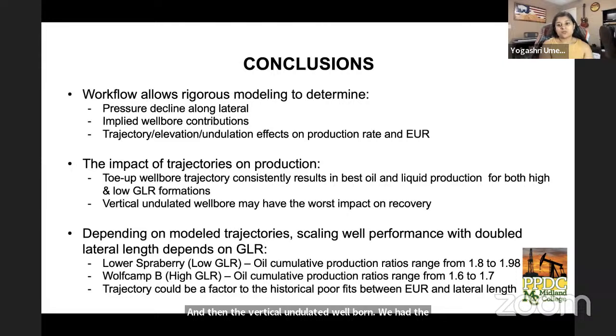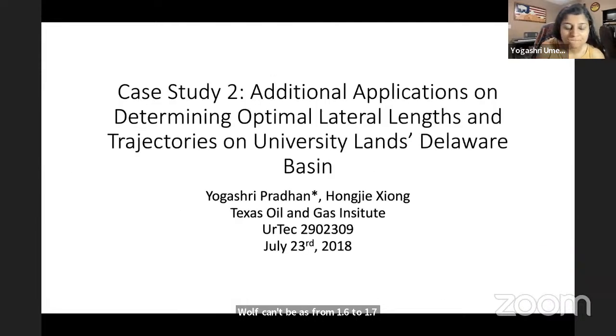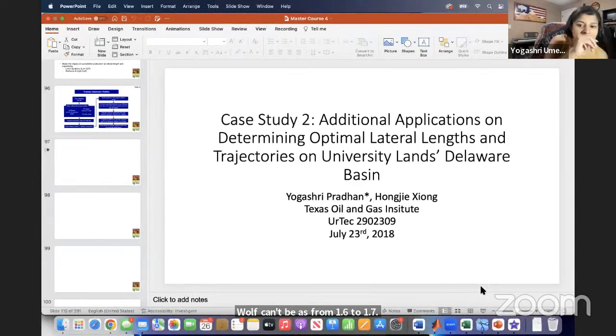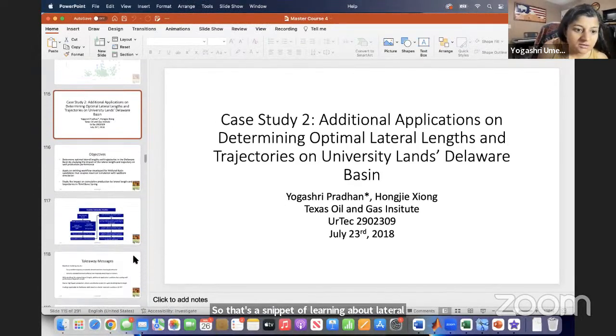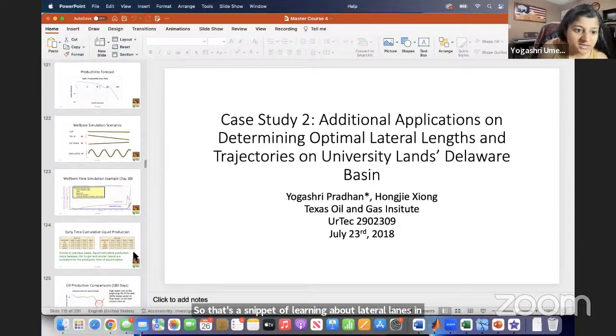And this workflow helps determine what the EUR uplifts are going to be when you double the lateral length. You'll notice that the Lower Sprayberry is from 1.8 to 1.98. Wolfcamp B is from 1.6 to 1.7. So that's a snippet of learning about lateral lengths in the production optimization space.